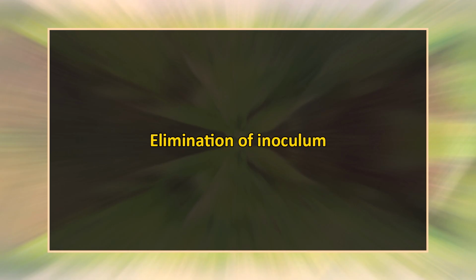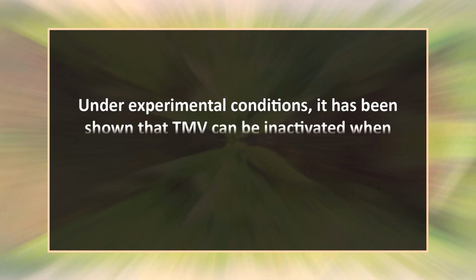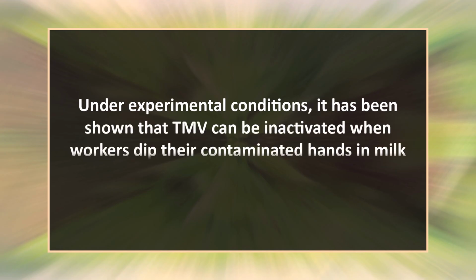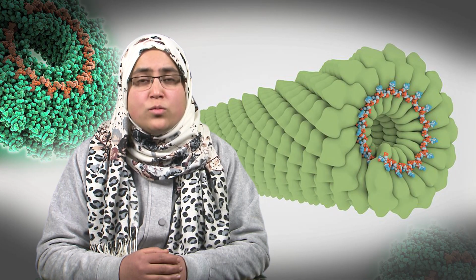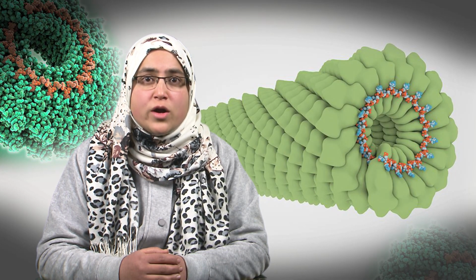Elimination of inoculum. Under experimental conditions, it has been shown that tobacco mosaic virus can be inactivated when workers dip their contaminated hands in milk prior to planting. This inexpensive technique greatly reduces the incidence of disease. Seedlings that are known to be susceptible should not be transplanted into soil that contains tobacco mosaic virus contaminated root or plant debris. Number 3. Management in the field.